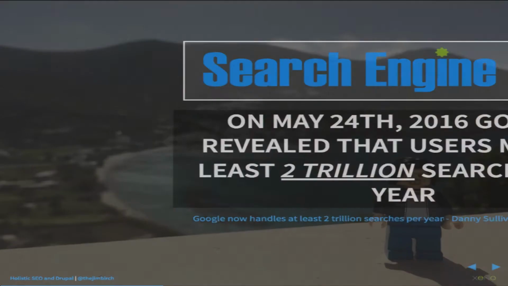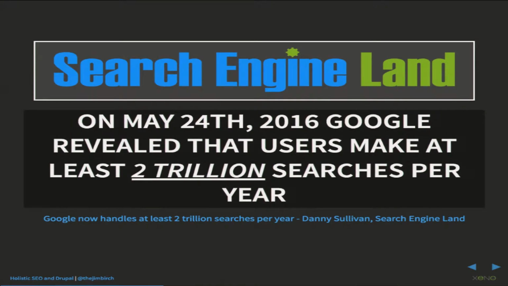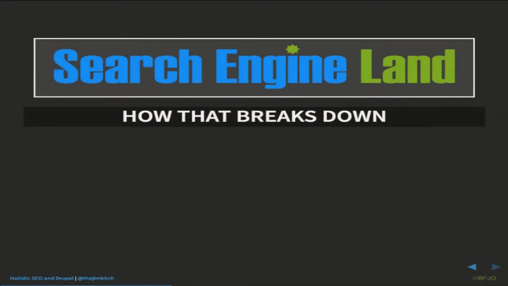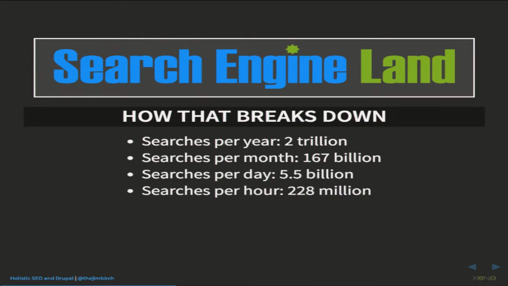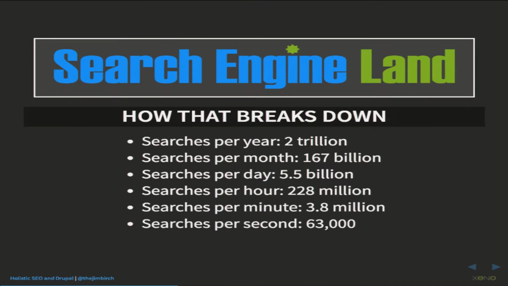So let's talk about the scale of Google. In May of this year, a couple weeks ago, Google revealed that users make at least 2 trillion searches per year. 2 trillion searches. That is 1.67 billion per month, 5.5 billion searches per day, 228 million per hour, 3.8 million per minute, 63,000 every second. It's like, wow. At least, they say at least 2 trillion.